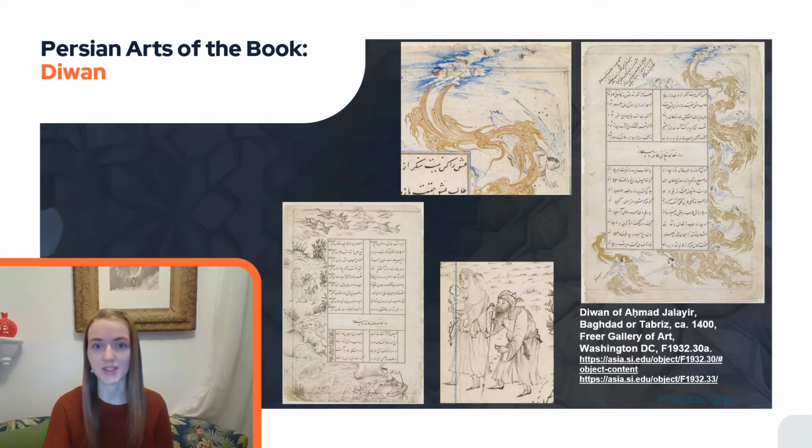Okay, next up, the Divan or collected poems of Sultan Ahmad Jalayir from the late 14th to the early 15th century. This one is interesting because we do not have the painting inside the text area, but actually outside in what is called the margins or borders. Most are one-page compositions featuring different landscape elements, figures, and animals.